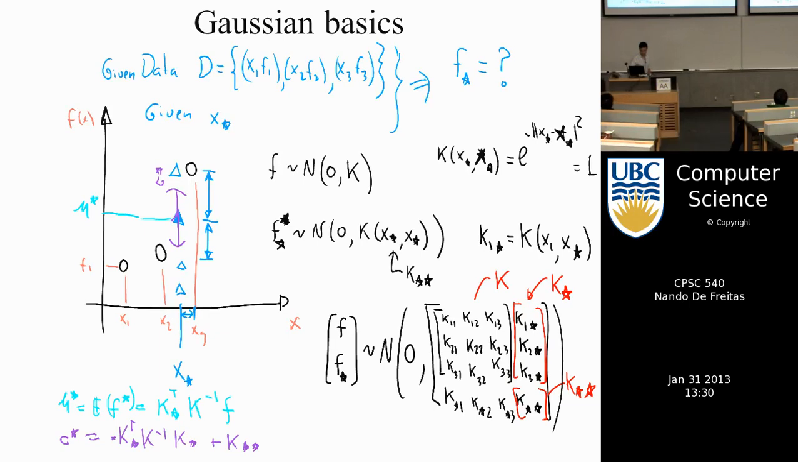So for any x star, I can predict where the mean should be, and I can predict what its confidence intervals would be, whichever confidence interval you use. When you plot confidence intervals, you can just use the variances, or two times the variance, and for a Gaussian we have these rules that tell us what the 95% confidence intervals are and so on. So, in other words, for a point in the test set, I can predict the mean and the variance.